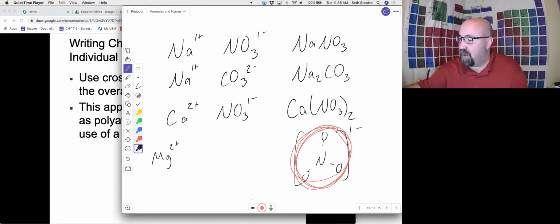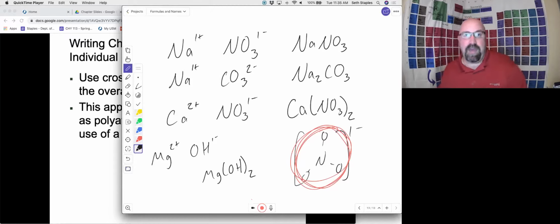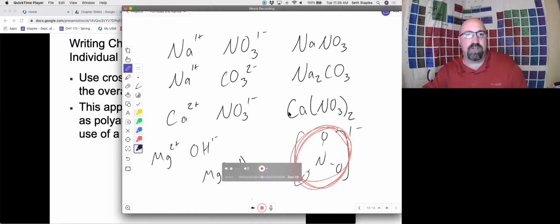Magnesium hydroxide, Mg with its 2 plus and OH with its 1 minus. We're going to write that as Mg(OH)2. Absolutely have to do that. So parentheses whenever it's more than one of your polyatomic ions in your chemical formula.